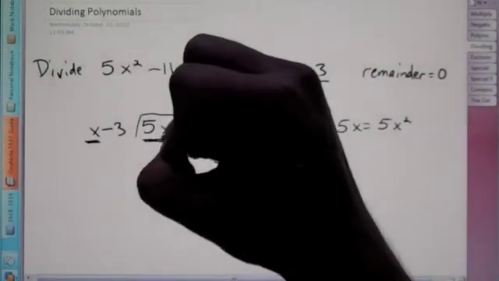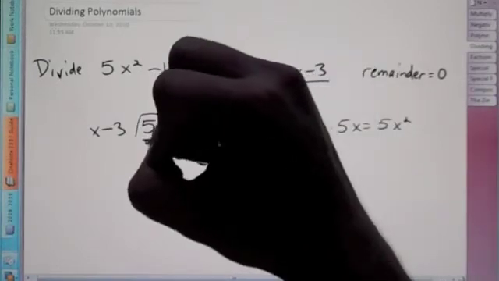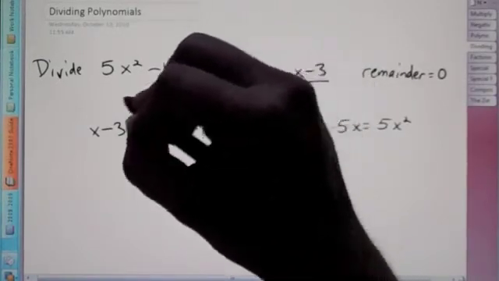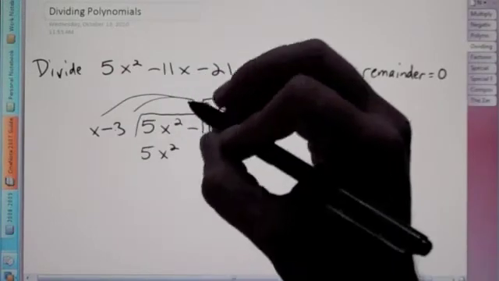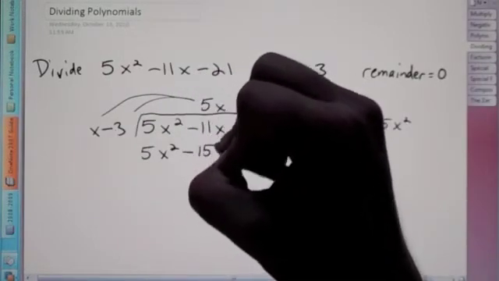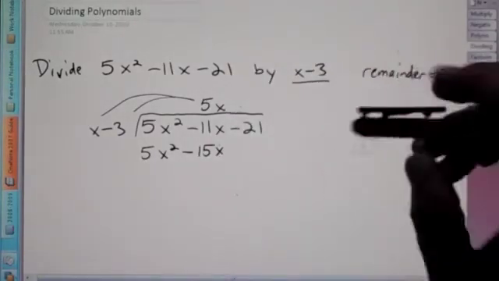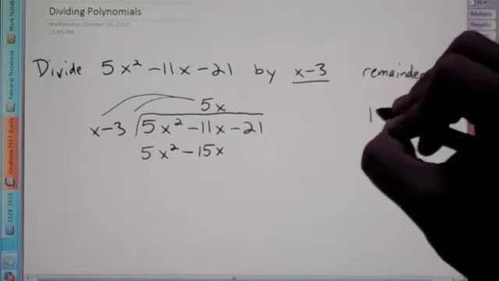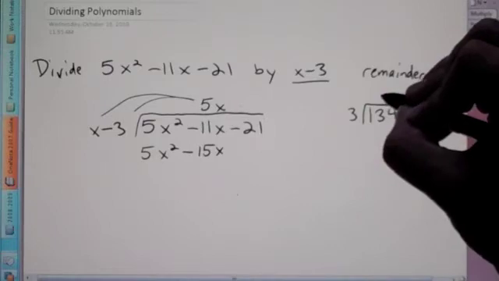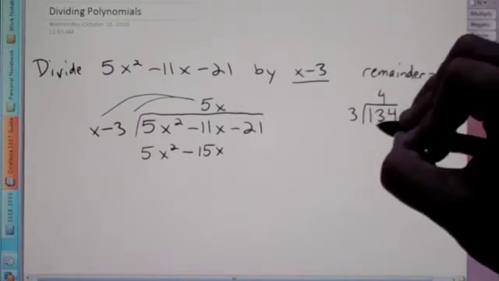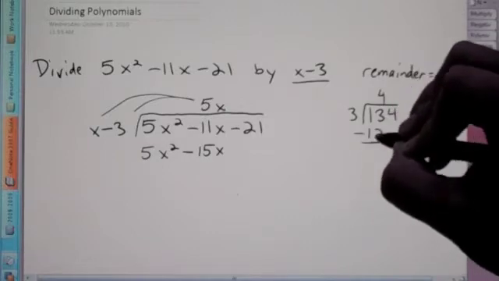After that step, what you want to do is distribute the 5x back to the x and the 3. So you have 5x squared, and 5x times negative 3 is negative 15x. Now just like in long division, if I were to make up a number, say 134, and divide that by 3, 3 goes into 13 4 times. We multiply it back, we get 12, and from this step, we subtract.